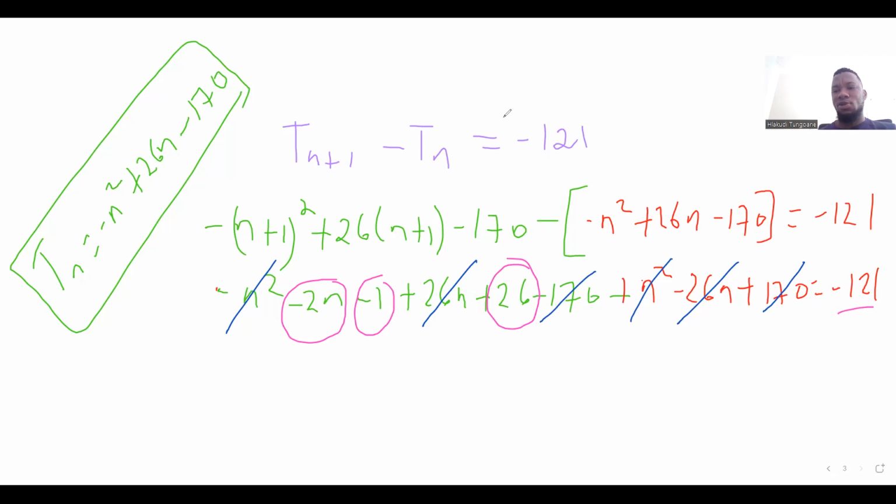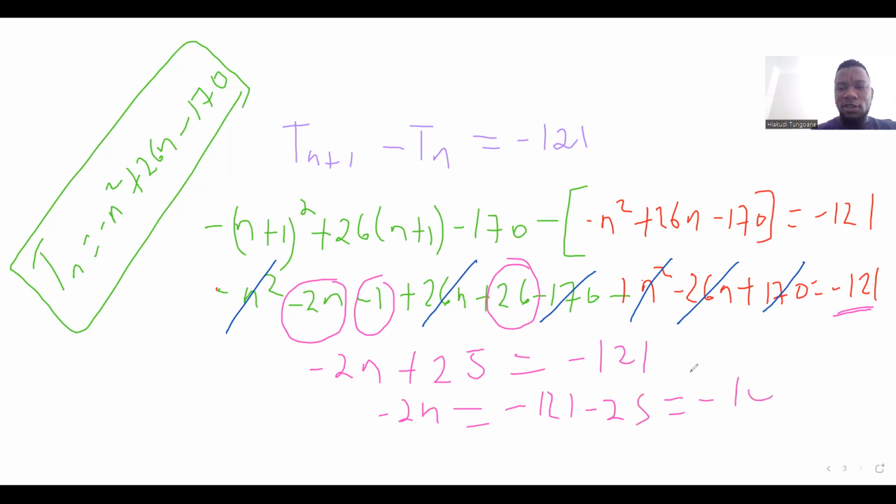Of course, you equate that to the right hand side number. So if you simplify this, you're going to have minus 2n minus 1 plus 26, that's plus 25, then we have minus 121. Okay, so if we simplify these, we can take this guy to the right. So then you're going to have minus 2n equals minus 121 minus 25, because when it goes to the other side it's going to be negative. So minus 121 minus 25, that's minus 146.